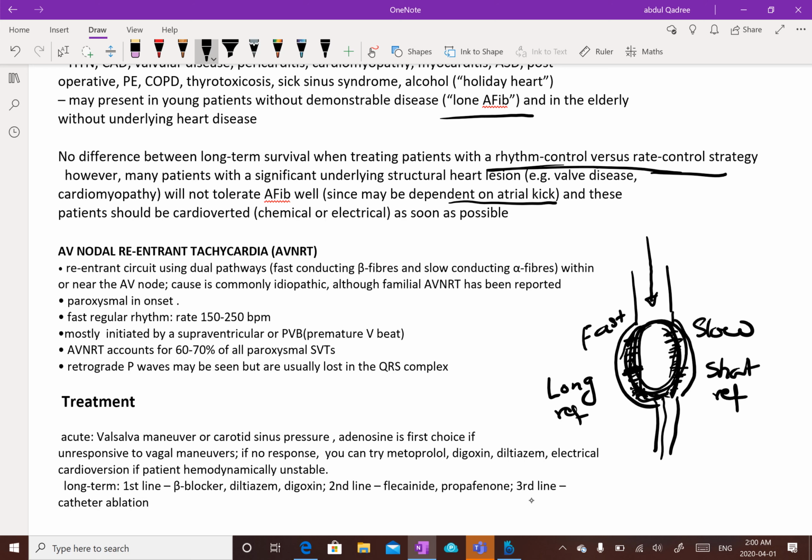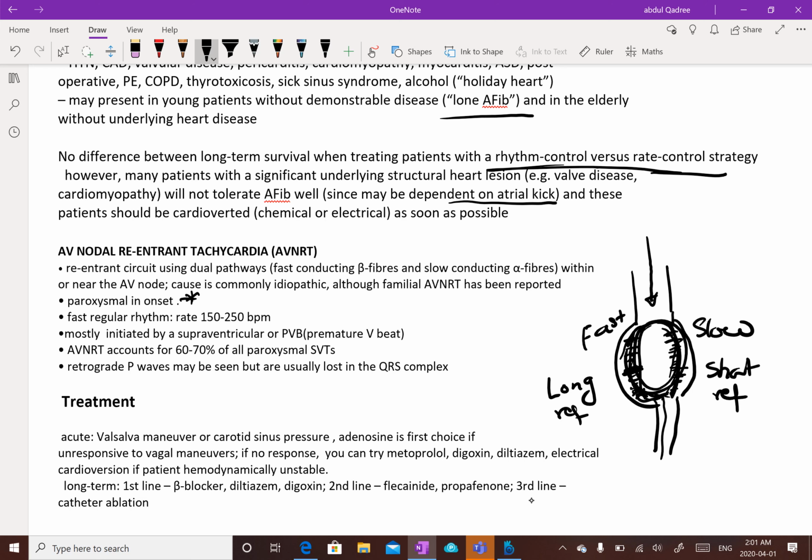Commonly it's idiopathic, although familial AVNRT has been noted. It's usually fast in onset and fast in offset. That's why it's paroxysmal in onset. Fast regular rhythm, 150 to 200 beats per minute. It's mostly initiated by supraventricular premature beats.